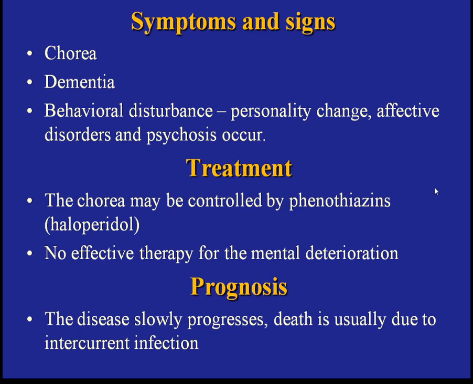Treatment: we don't have effective treatment. This is a hereditary disease. Chorea may be controlled by phenothiazines, haloperidol sometimes. No effective therapy for the mental deterioration.